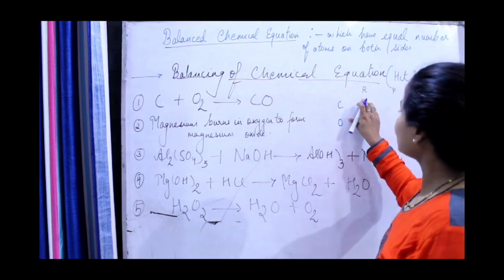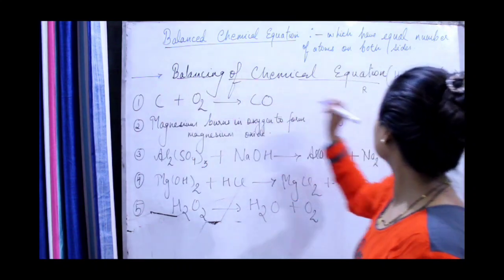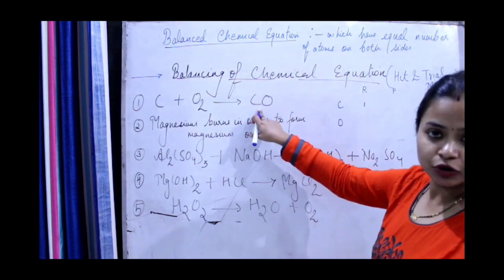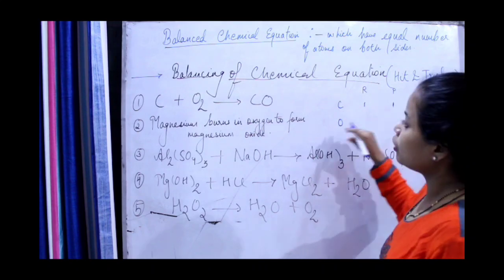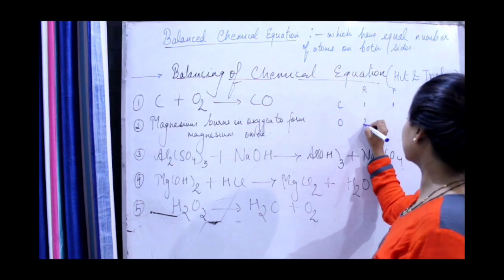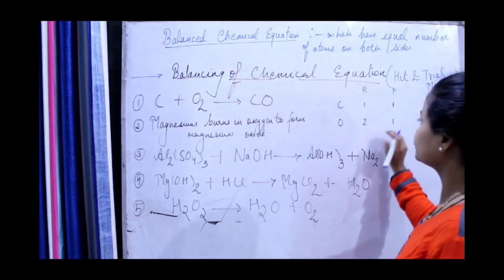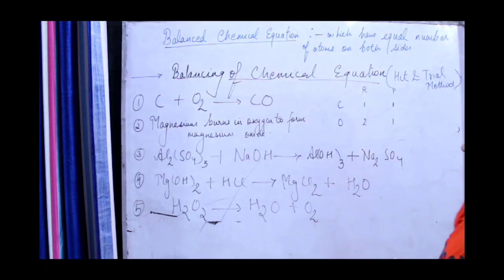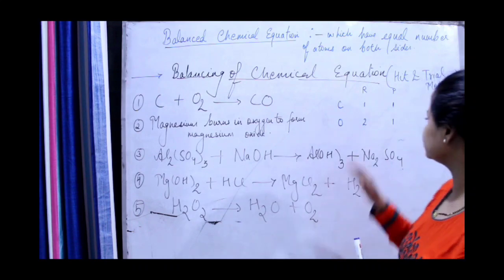Reactant side, how many carbon atoms are there? Only 1. Fine. Product side also only 1. Oxygen, how many are there over here? 2 on reactant side, and on product side 1. Okay. So now if I want to balance it in hit and trial method, first of all you will write like this.